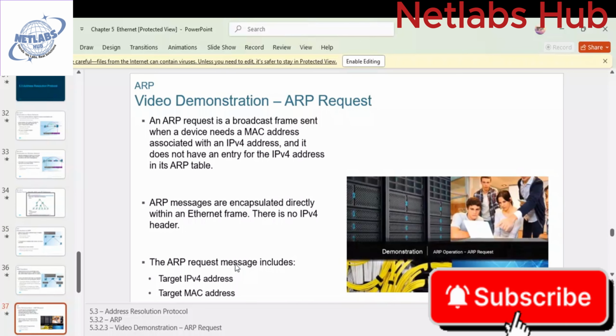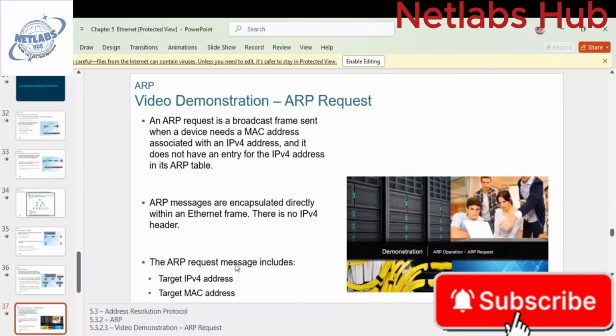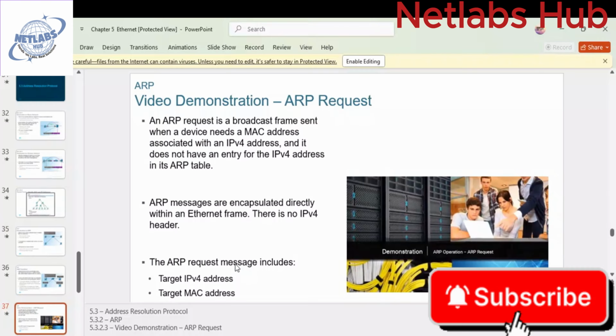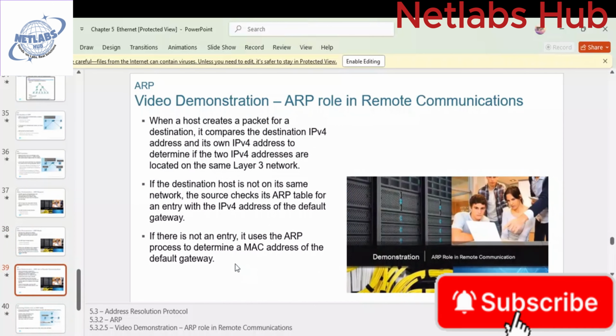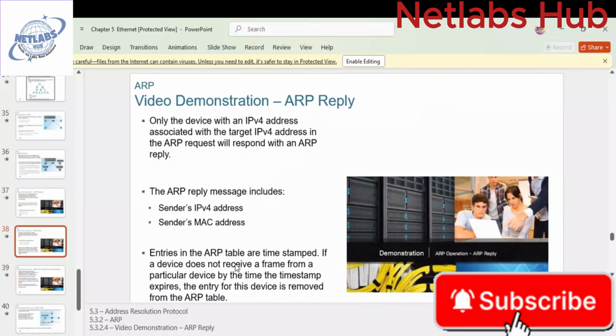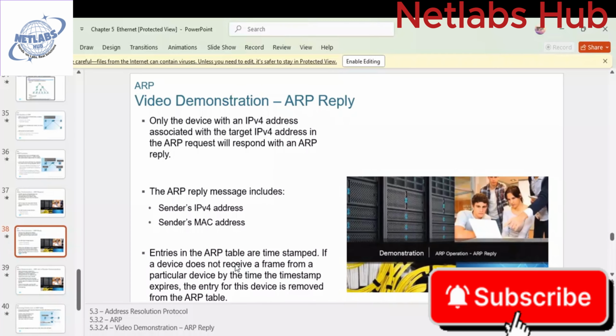That's a video demonstrating how ARP broadcast works. A broadcast frame is sent when a device needs a MAC address. So when a device needs a MAC address, it broadcasts that frame to the entire network, so that the associated IP version 4 address, once gotten, then it will populate the table. So on the reply, only the device with a match will reply, and the ARP reply message includes the sender IP version 4 and the sender MAC address.